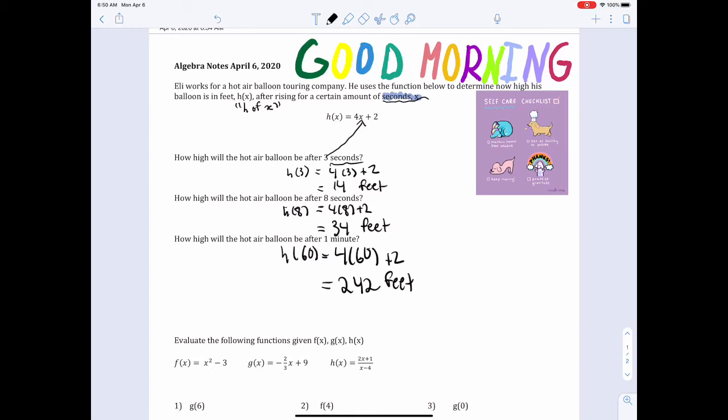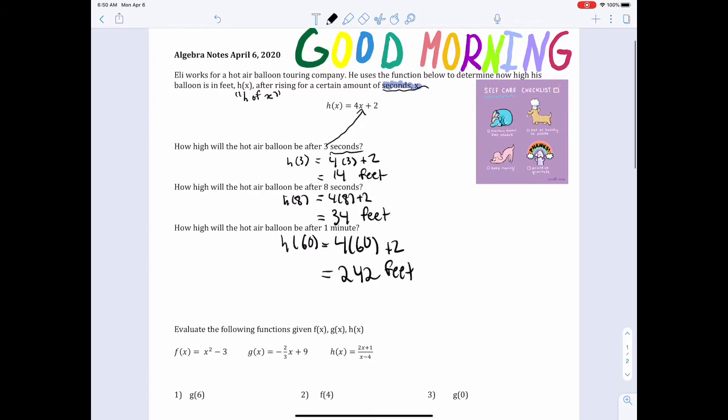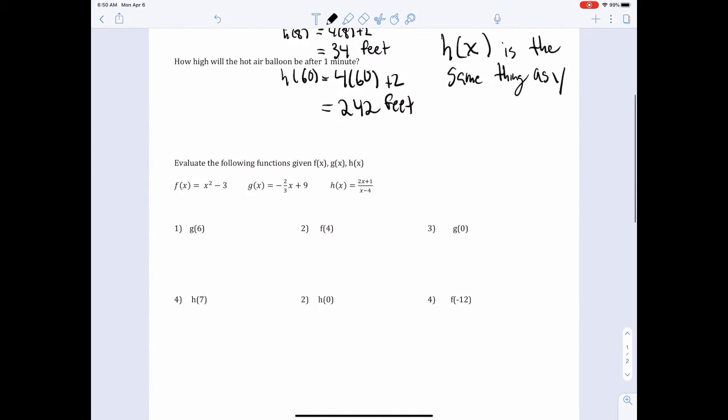Just plugging in values. You might think to yourself, hey, we've done this before, and now the writing's just a little different. It's that h of x, but what you really got to know is h of x is the same thing as y. They're really the same thing. It's like you were to erase that and just have y. It's the same thing.